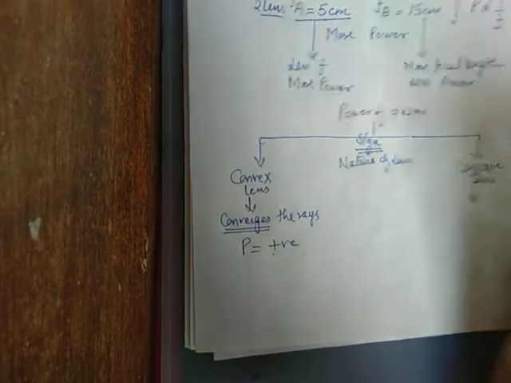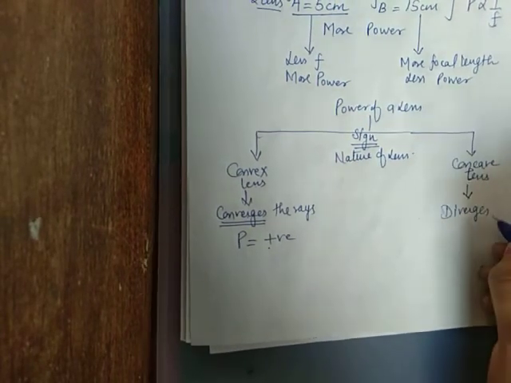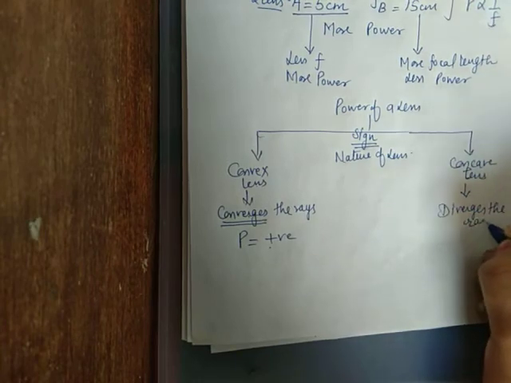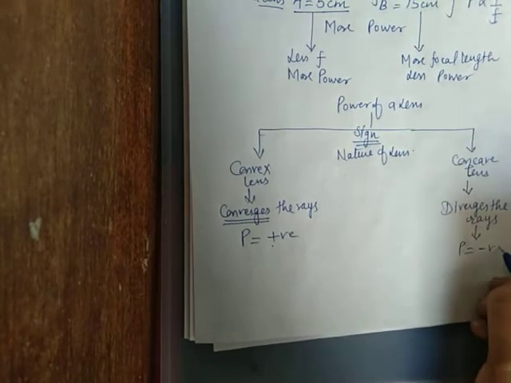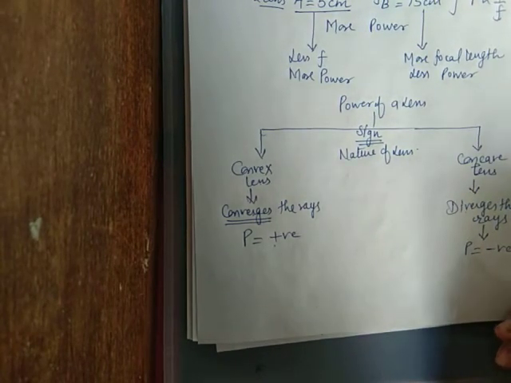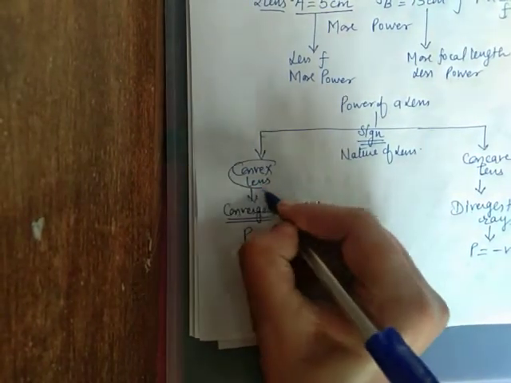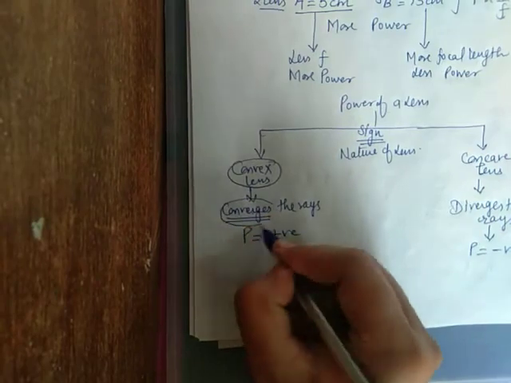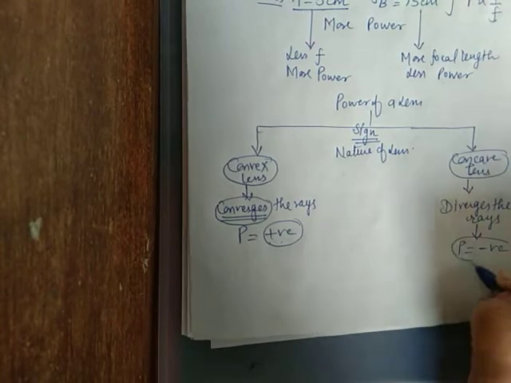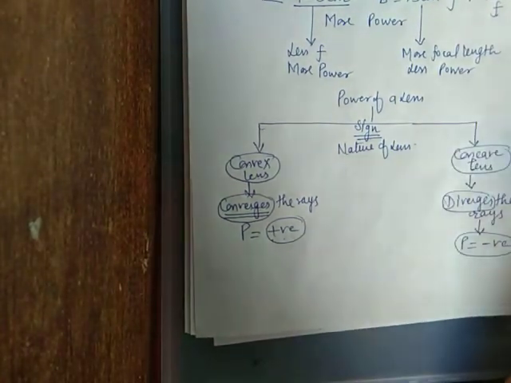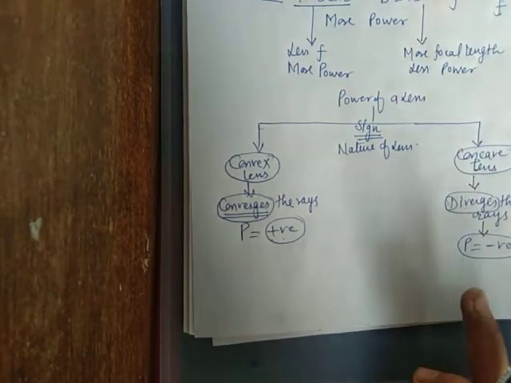But a concave lens diverges the rays that fall on its surface. As it diverges the rays, its power will be negative. So regarding sign convention, we have to learn that the power of a convex lens is positive, due to its converging nature, and the power of a concave lens is negative, due to its diverging nature. So that is about the sign regarding power of a lens.